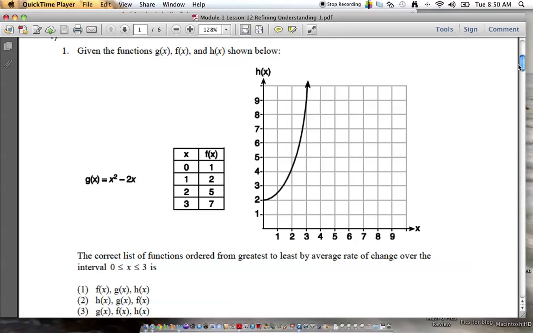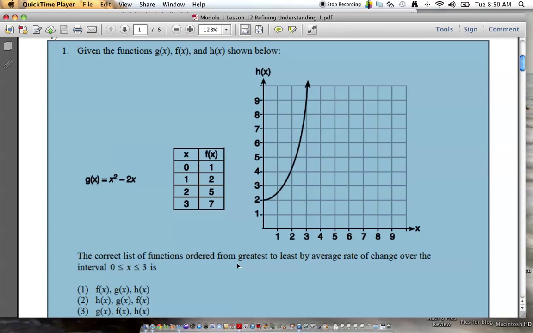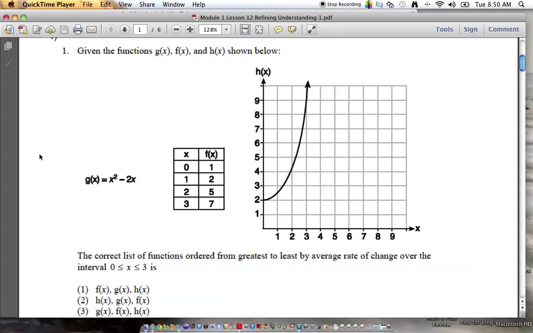It says the correct list of functions ordered from greatest to least. Now that's another stupid thing these people in Albany do. Right? When you order things, how do you usually order them? Least to greatest. So if you read quickly and you're thinking least to greatest because it says to order them, well, of course, they turn around and write what? Greatest to least. So they try to trip you up.